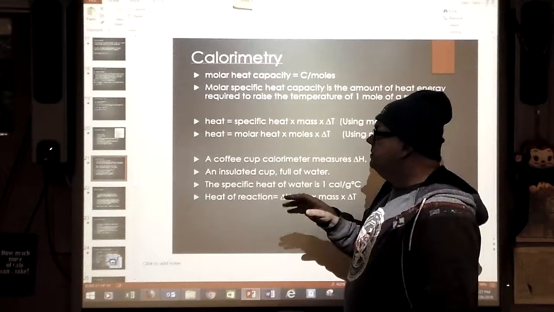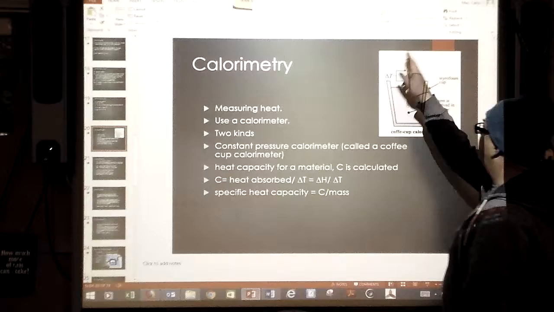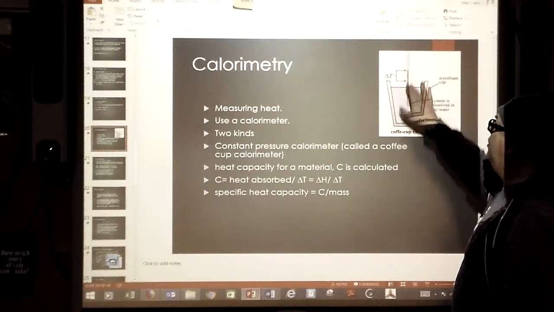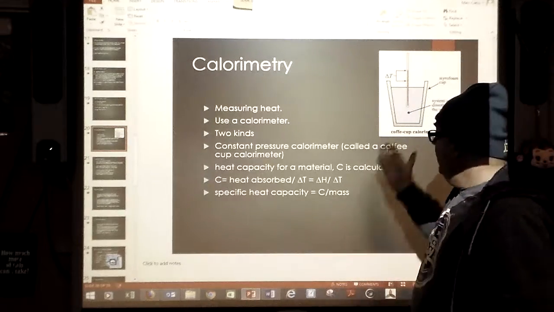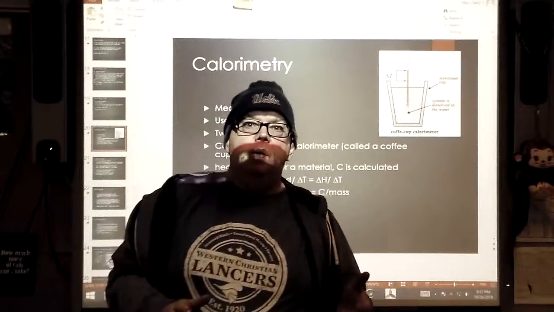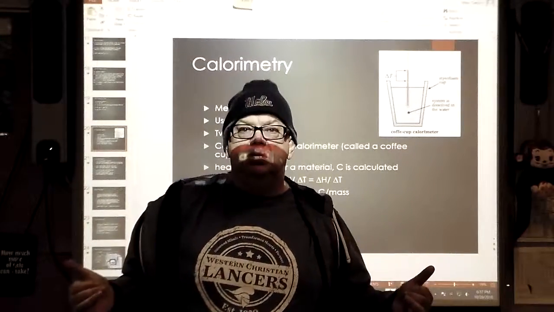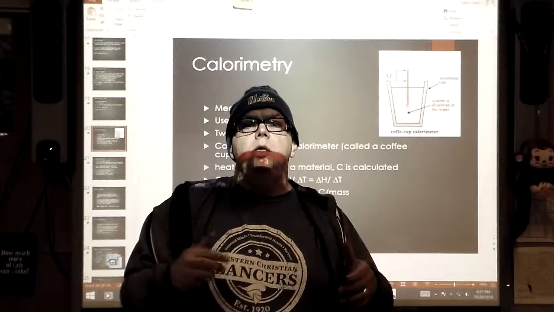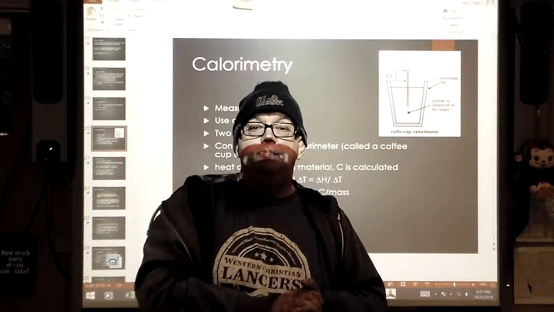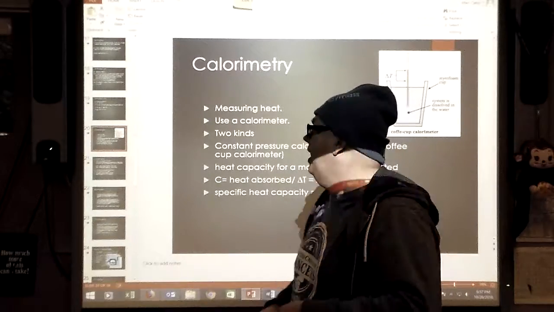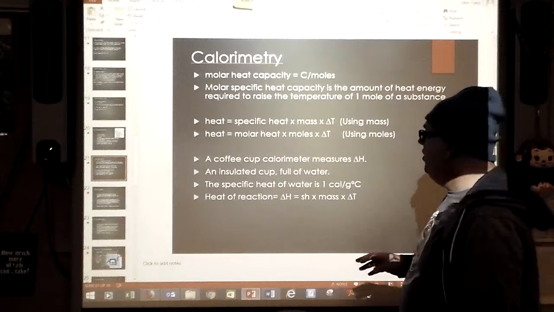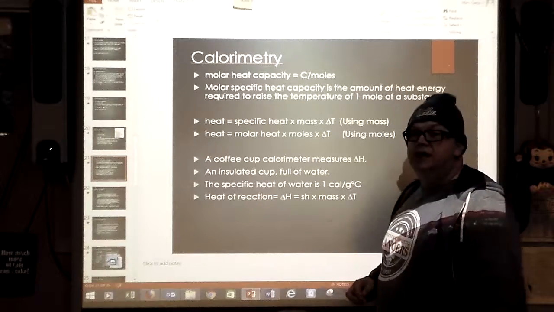Now when we look at a coffee cup calorimeter, which is this little gizmo right here, which looks like a simple coffee cup with some water and a thermometer in there. You're right, that's a very simple coffee cup calorimeter. The idea behind it is that it doesn't let heat out, it tries to keep it in. So if you heat the water, we can measure the change in temperature. That's why they call it the coffee cup calorimeter. So with that, a coffee cup calorimeter measures delta H.